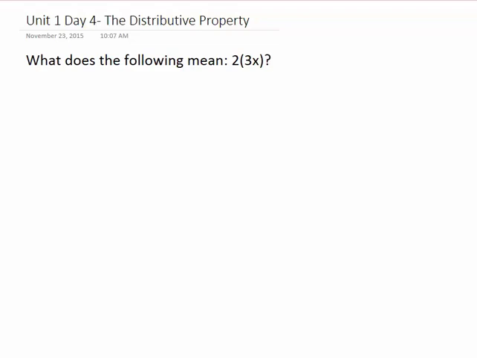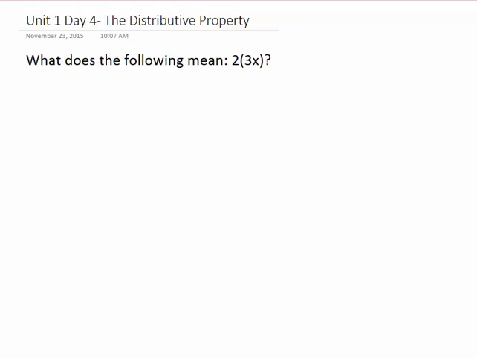Today we will be looking at the distributive property. Let us look at this first statement. So what does the following mean? 2(3x). So this means that we have 2 groups of 3x. I want to show you guys that there is actually an easier way that we can write this.